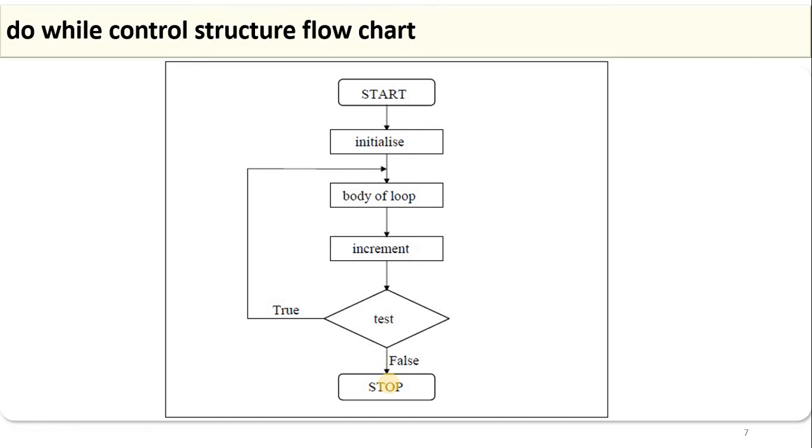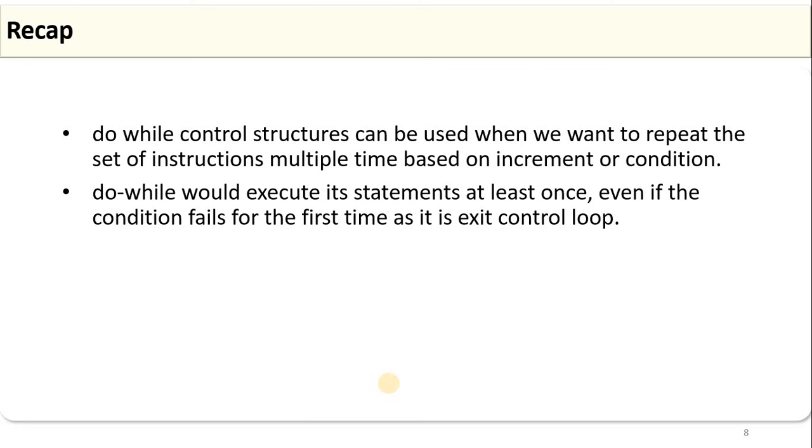Just a recap: the do while control structure can be used when we want to repeat a set of instructions multiple times based on certain conditions or incrementation. Do while would execute its statements at least once, even if the condition fails for the first time, as it is an exit control loop. Meaning that even if the condition fails at the first instance, still the body of the loop would have been executed once, because the condition is checked only at the exit of the while loop.